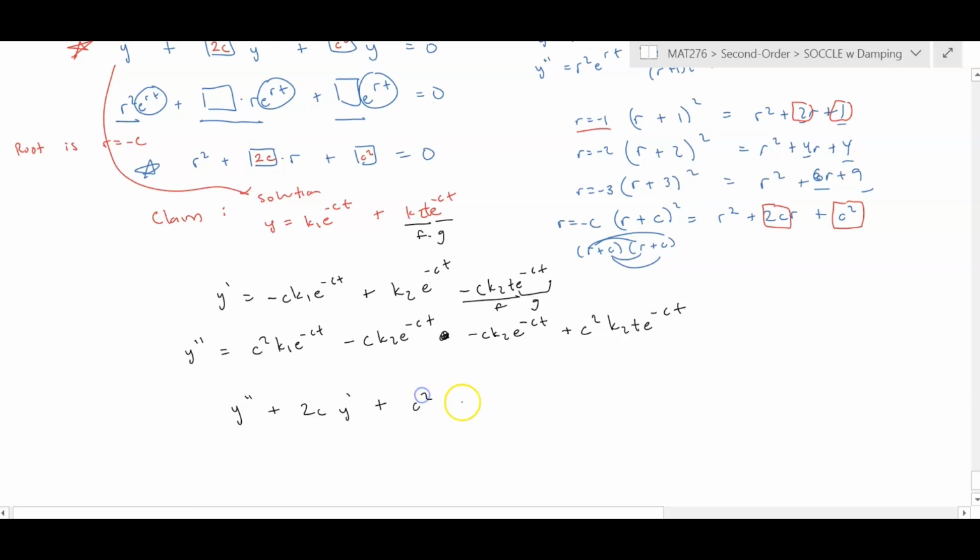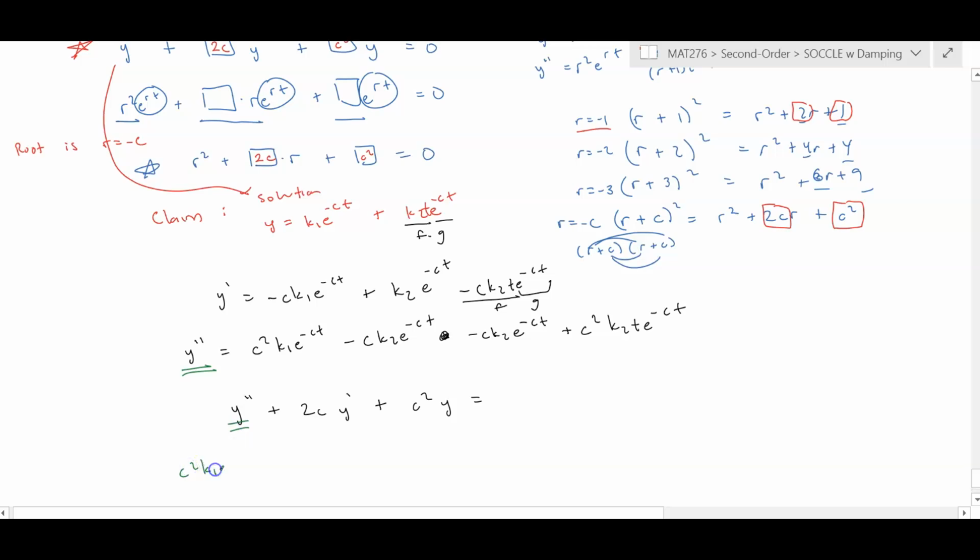Plus c squared y equals 0. So now what we need to do is plug in the original function. We're going to plug in the second derivative here.